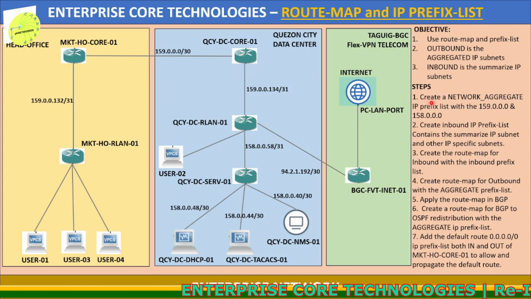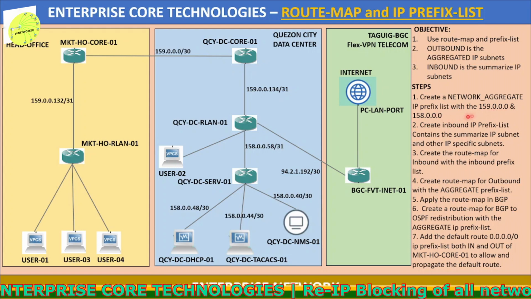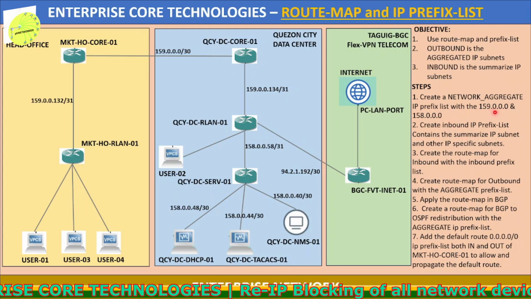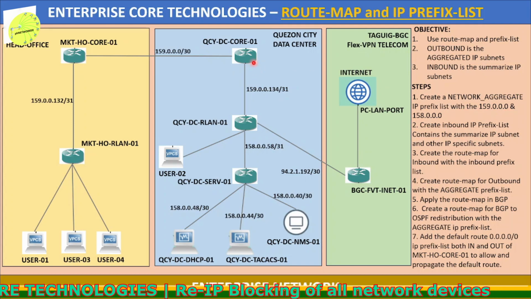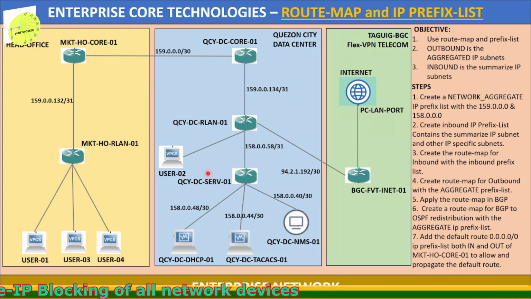First, we will create a network aggregate prefix list with the 159 series and the 158 series. We know that the 159 series is being used in the core, including the loopback address, while the 158 series is used on the LAN side of the network.